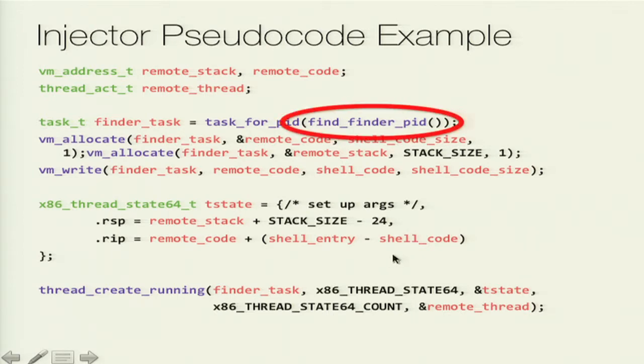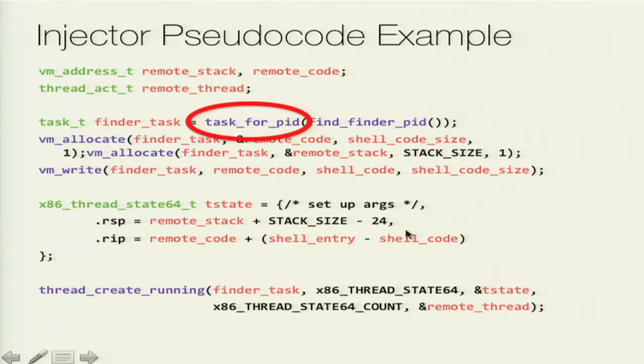So first, we find where Finder is running by getting its ID. Once we have that, we call task for PID to get its task. Now at this point, obviously, you should have the user's consent to do this. Otherwise, it just won't work.